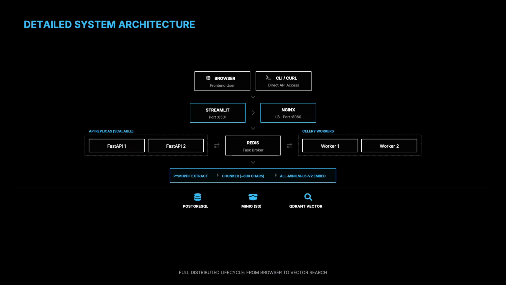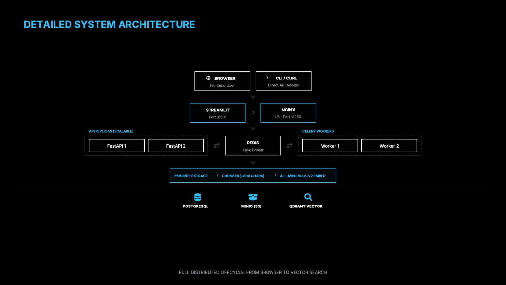The architecture is designed as a containerized microservices system. As you can see in this diagram, we use Nginx as a reverse proxy and load balancer to route traffic to our FastAPI replicas. When a user uploads a document, the API doesn't process it directly. Instead, it stores the file in MinIO object storage and sends the task to a Redis message broker. This decouples the API from the CPU-intensive work performed by our Celery workers.